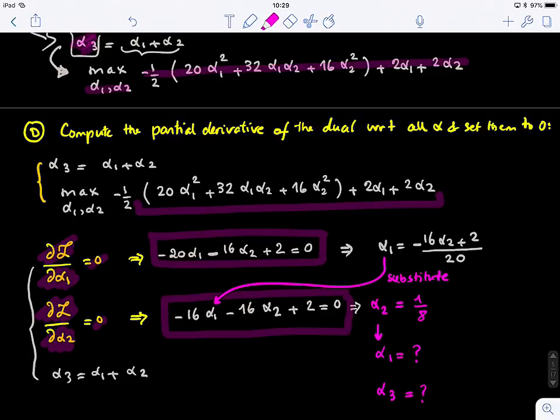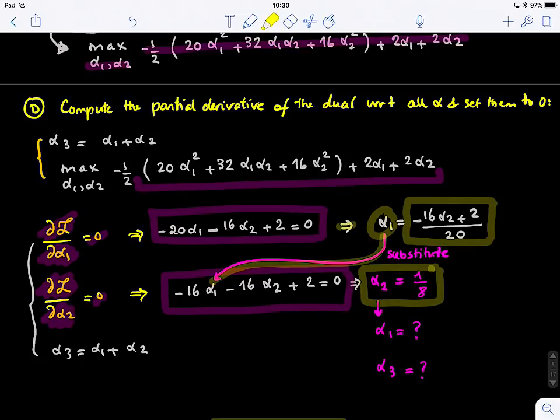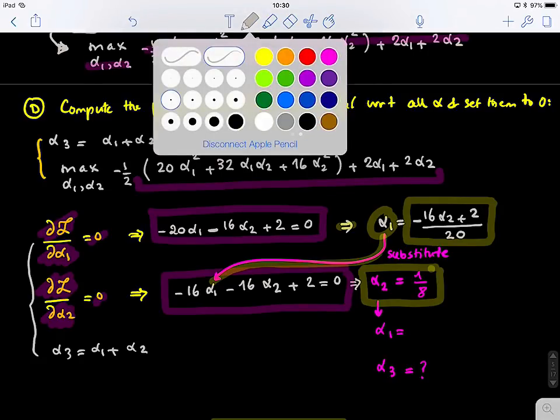Now we have two linear equations to solve with two variables, so it's pretty straightforward. If we derive alpha 1 from the first equation and write it as a function of alpha 2, then substitute it in the second equation, we get that. Just after solving this manually by hand, you get that alpha 2 is equal to 1/8. And then what is alpha 1 equal to? Guys, can you do it now? It should be very straightforward.